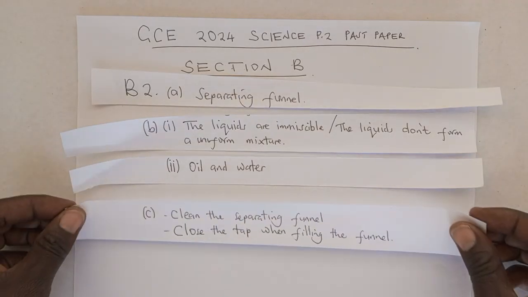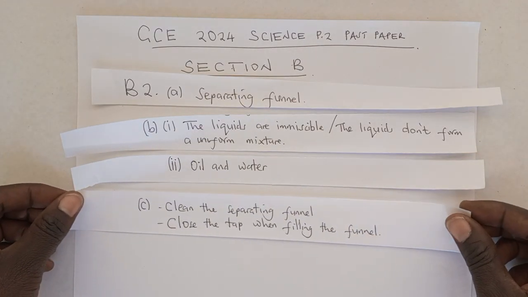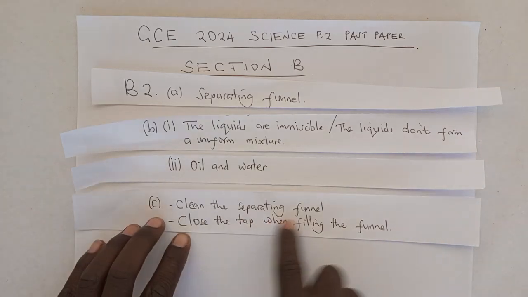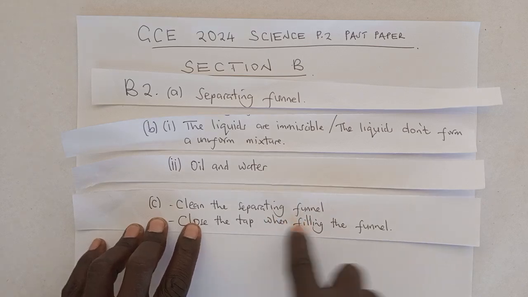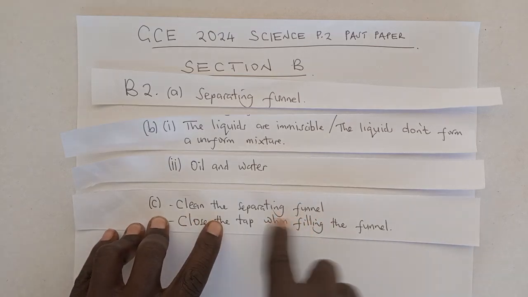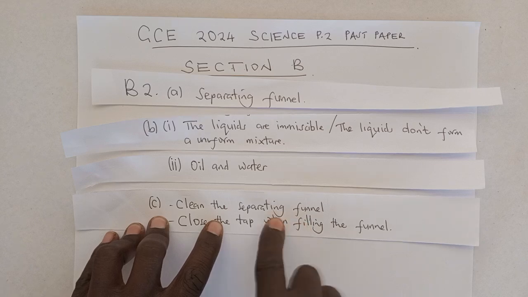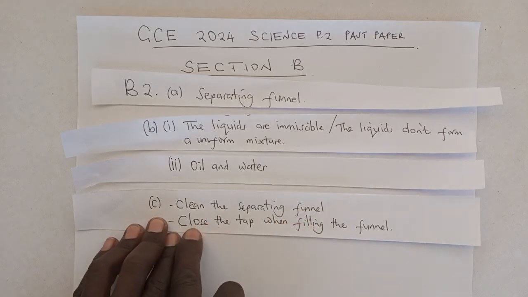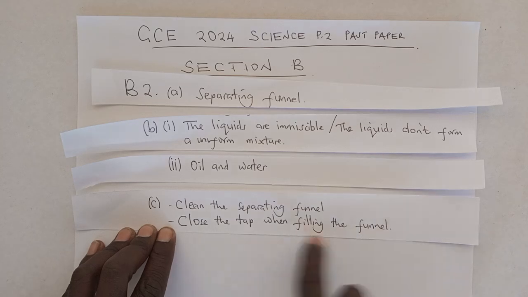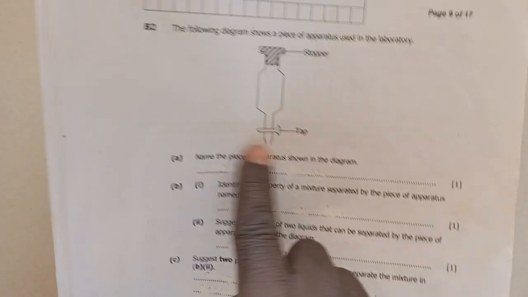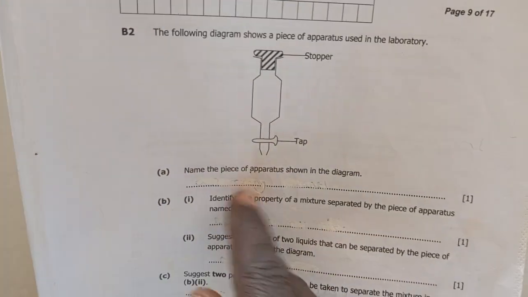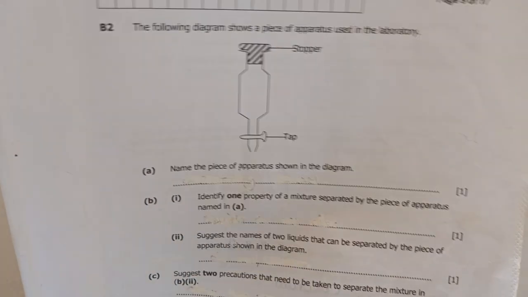B2 above. So the first one is that you clean the separating funnel. You make sure that it is clean, it doesn't have any stains of other liquids, just in case it makes the mixture more and more impure. Then the other one is that you close the tap when filling the funnel, so that the mixture does not go through, because as you pour, it may come out as a mixture still. Remember, the mixture is immiscible.